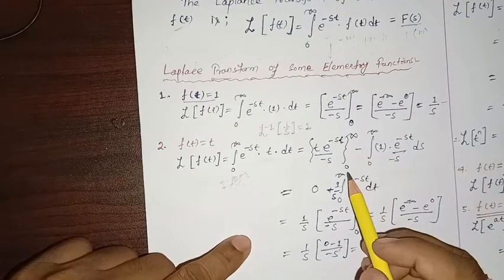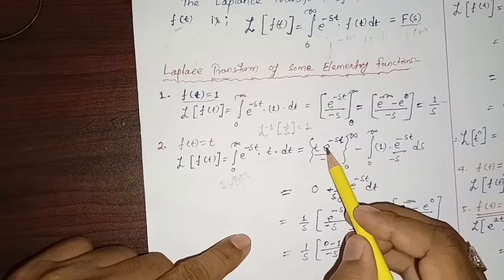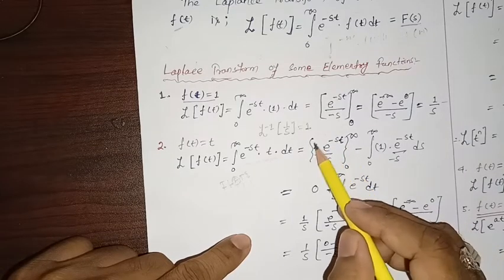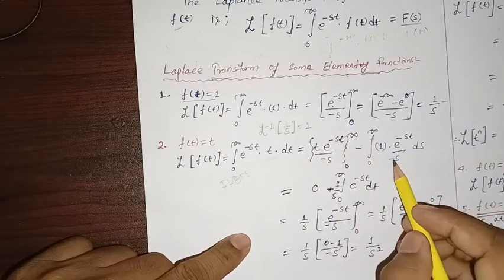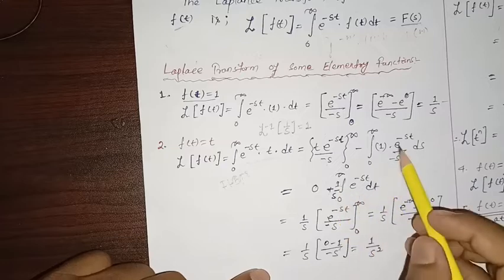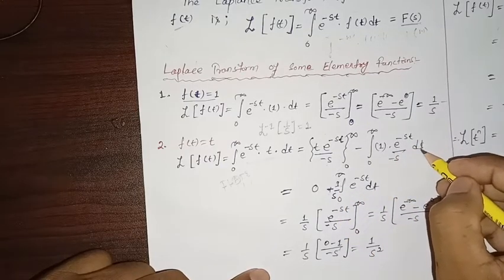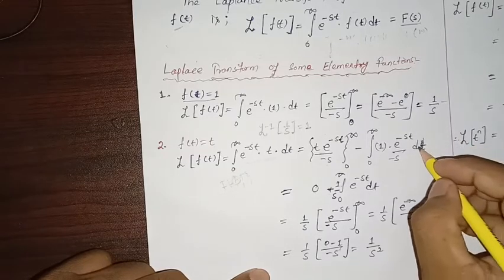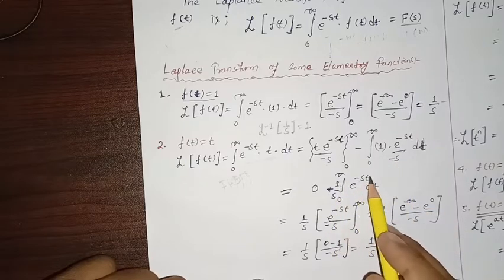Here you can see that if I put infinity, e to the minus infinity will be 0. Whenever we put 0, t is there, meaning 0. So this term will be 0. Here minus is there, so minus minus gives plus 1 by s, integral of e to the minus st. This was mistakenly written, this is dt. So 1 by s is there, integral from 0 to infinity of e to the minus st dt.